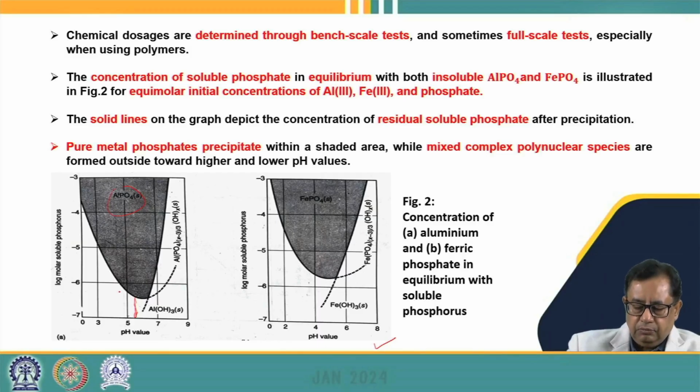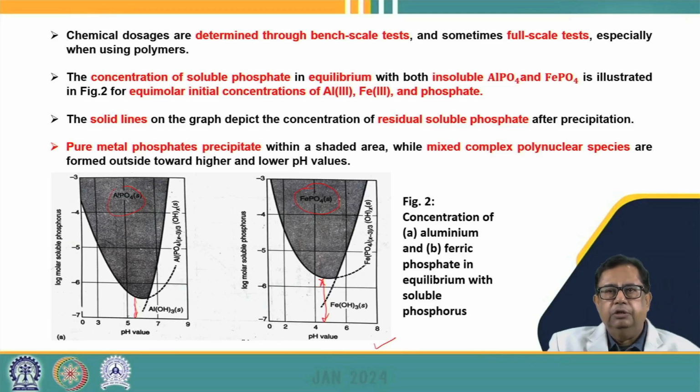Similarly here also, when the ferric salts are added, ferric phosphates will precipitate out, and this also has the lowest solubility of the phosphate at a certain pH value, which is nearly 4.5. So we have to maintain these pH values so that we can get the maximum removal of phosphate by chemical precipitation when we are using these types of salts.